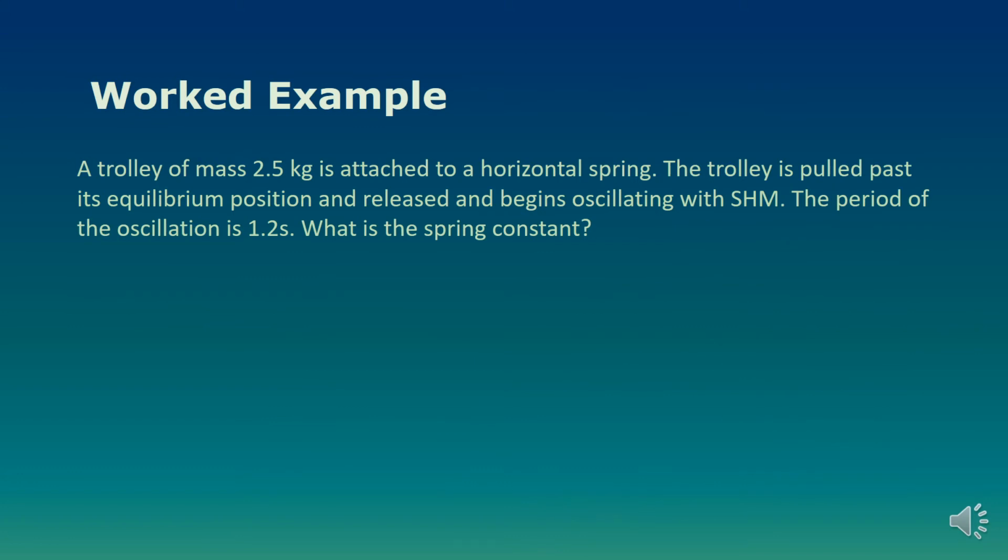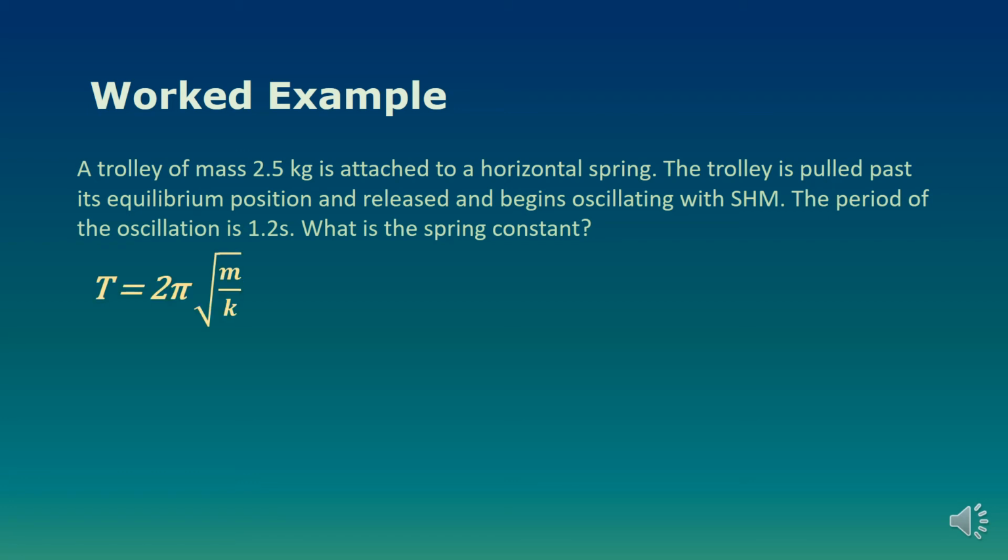So reasonably standard worked example to have a look at here. So we've got a trolley of mass 2.5 kilograms attached to a horizontal spring. The trolley is pulled past its equilibrium position and released and begins oscillating with simple harmonic motion. Period of the oscillation is 1.2 seconds. What is the spring constant or the stiffness?